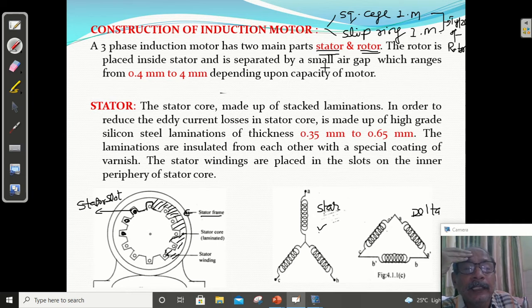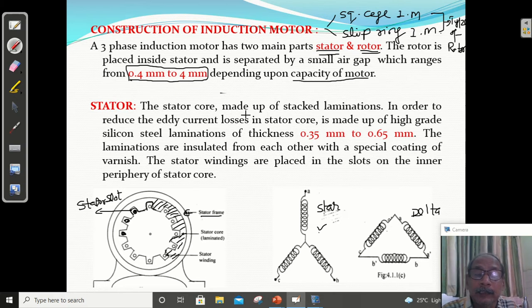The gap कितना रखते हैं? Air gap, small air gap is there between stator and rotor, means the air gap will separate out the stator and rotor. Gap कितना रहेगा? It should be between 0.4 mm to 4 mm, depends on what? Capacity of motor. जितना बड़ा मोटर होगा, we have to keep air gap minimum.